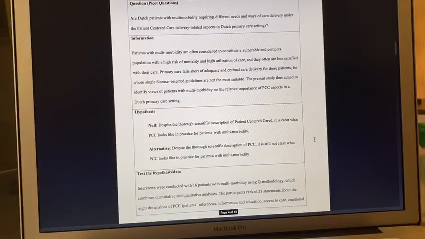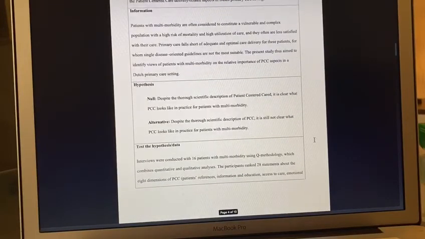Now, the alternative hypothesis: despite the extensive description of PCC, it is still not clear what PCC looks like in practice for patients with multimorbidity.